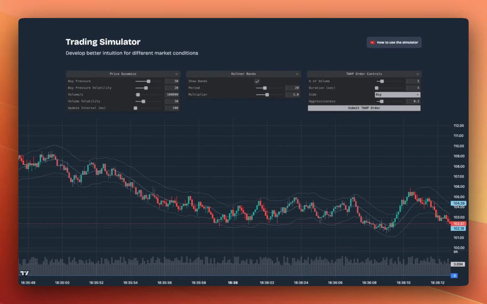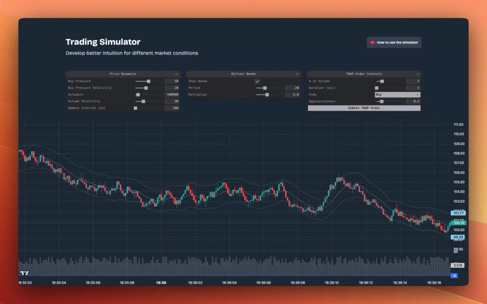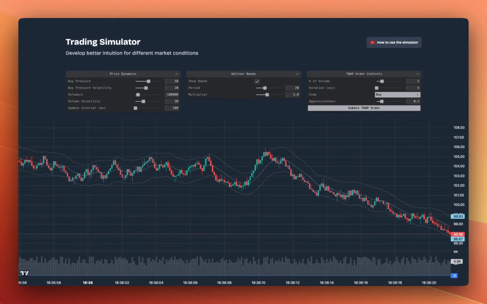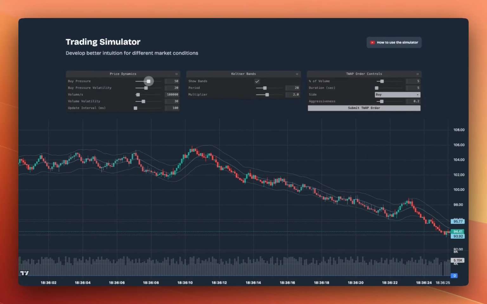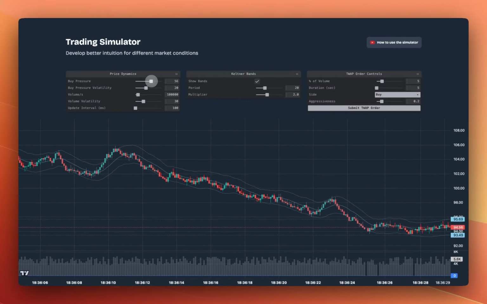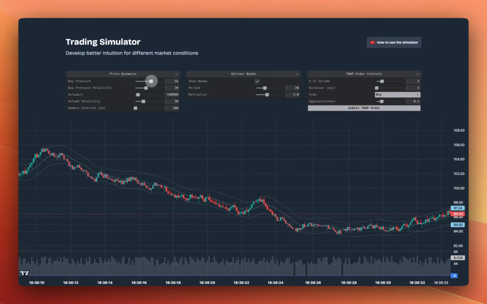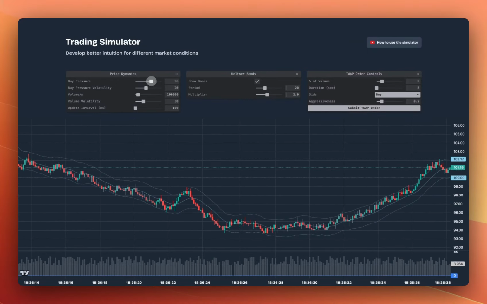The simulator is designed to help you get a better feel for the difference between random noise and true sustained order activity. The buy pressure indicates the general trend of buying activity. 50 means no trend, essentially just random noise. The farther above 50, the stronger the buying pressure, and the farther below 50, the stronger the selling pressure.